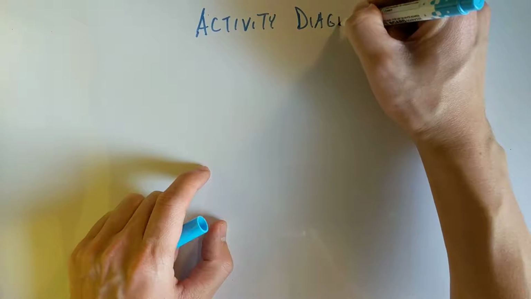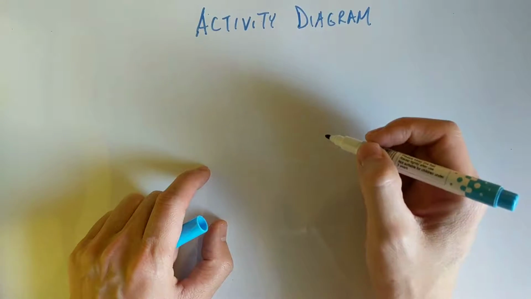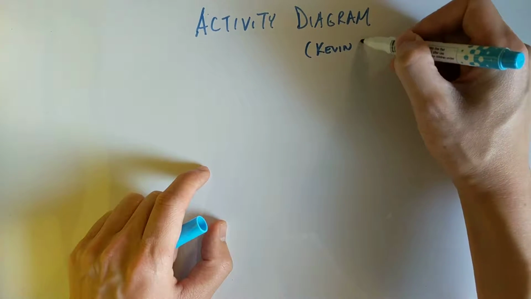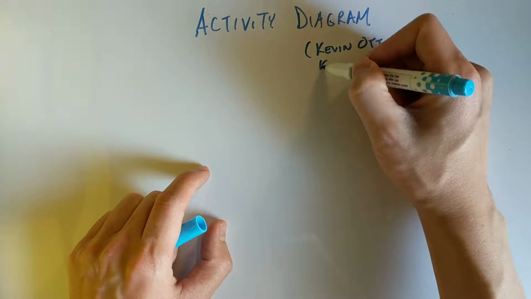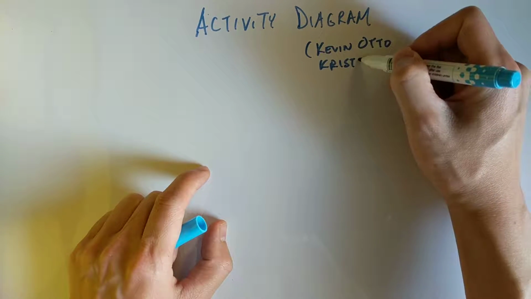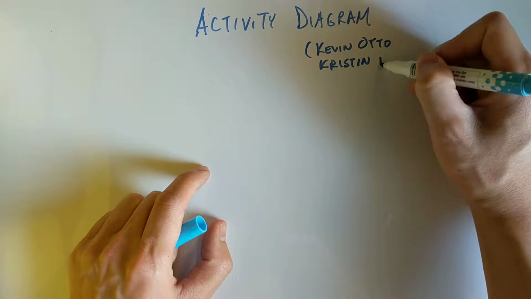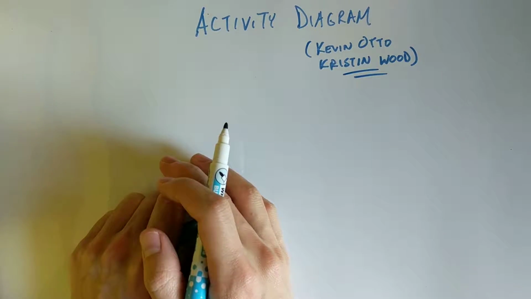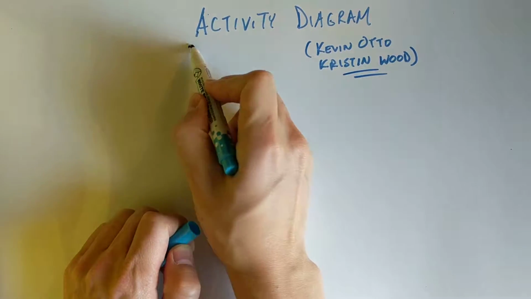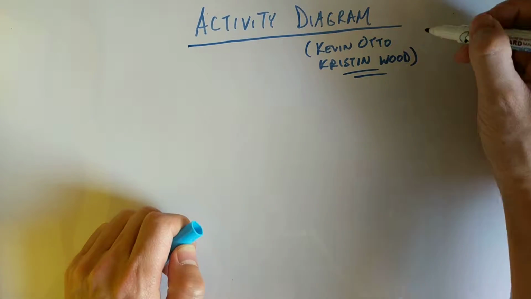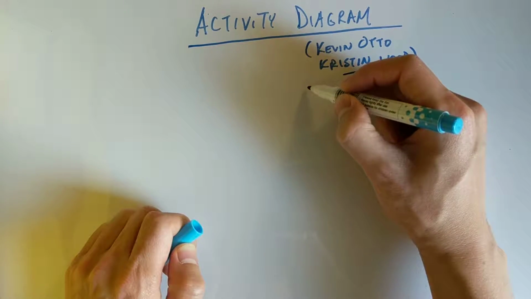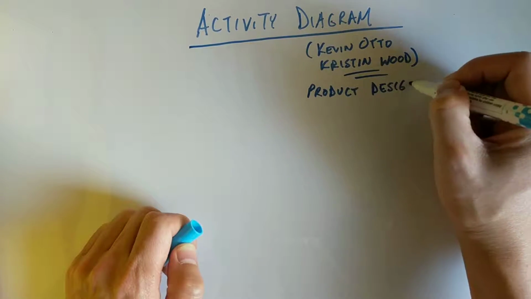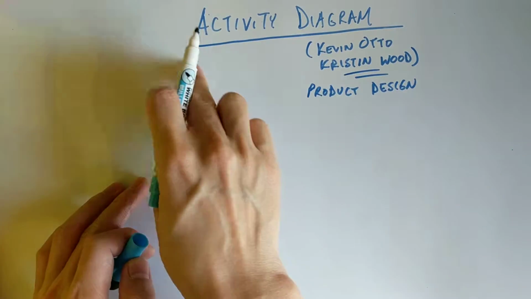And I first learned about activity diagrams in a really great book by Dr. Kevin Otto and Dr. Kristen Wood. Actually, Dr. Kristen Wood was one of my professors in grad school, and his class was really amazing, and he really exposed a lot of these design methodologies to me, including activity diagrams. So I really recommend that book, and the book is called, like I said, Product Design. If you want to look it up, you can find it on Amazon. But it's a textbook full of other methodologies, and we're going to talk about just this one.